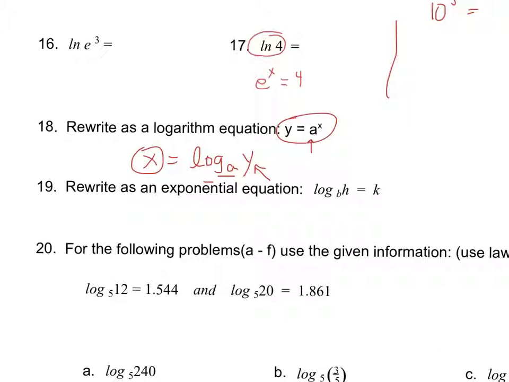Rewrite this logarithm as an exponential. This says b to the k power equals h. Your base is b, and your exponent is what the logarithm equals.